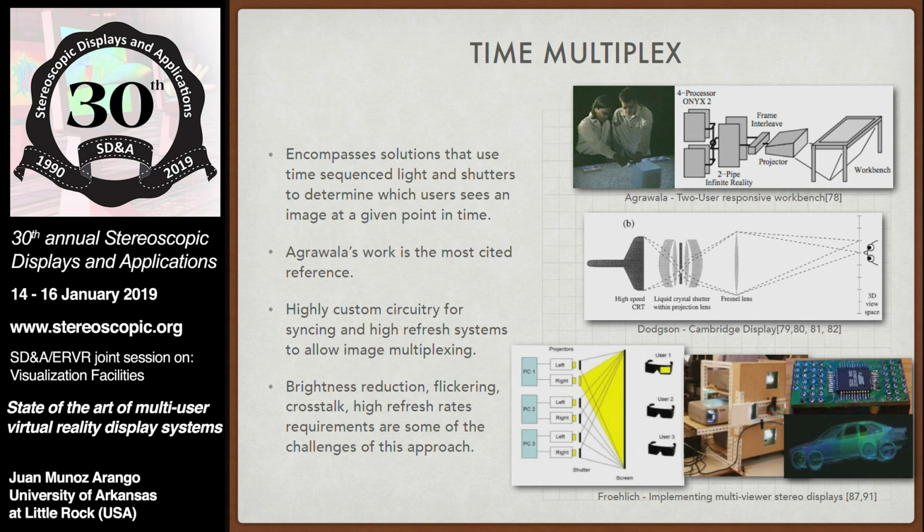The Cambridge display by Dodgson, I have a problem pronouncing that, is a high-speed display with a Fresnel lens and a series of abutting bar-shaped light sources that, with time multiplex, show different images. And finally, Frolic introduces a system with shutter projectors to support several users, but they use two projectors per person. They use highly customized circuitry to do this project.